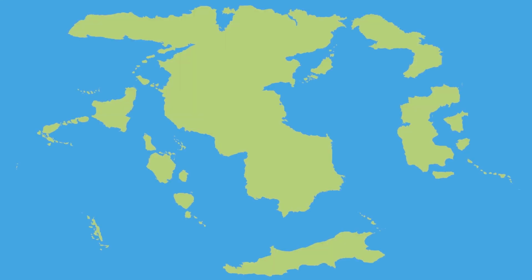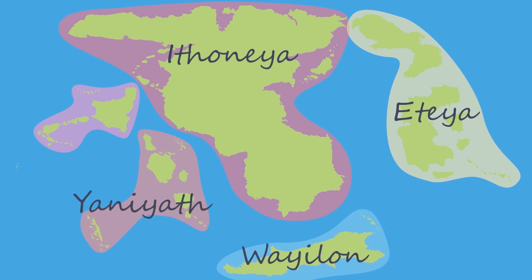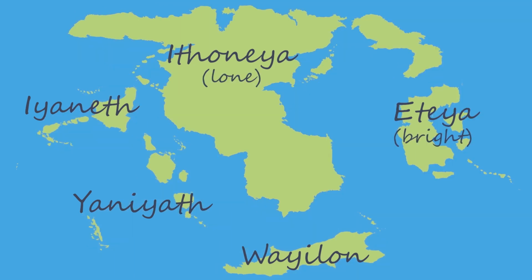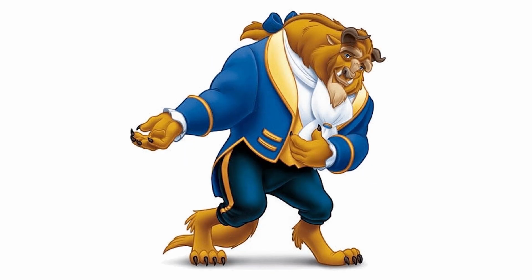If you were to put Hydra on a flat map, it looks something like this. As you can see, there's a couple of distinct continents, each with their own name. They are called Ithonea, Etea, Wailon, Yaniath, and Ianeth, meaning lone, bright, low, west, and little west accordingly. This is all using my naming language, but that beast will definitely require a video of its own and can honestly still use a bit of work.